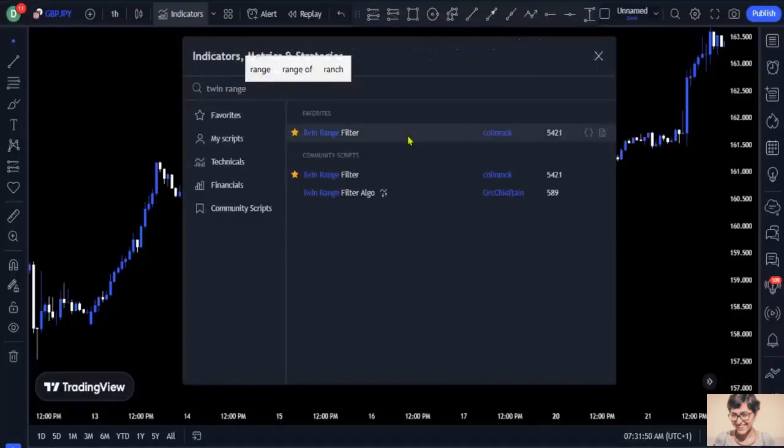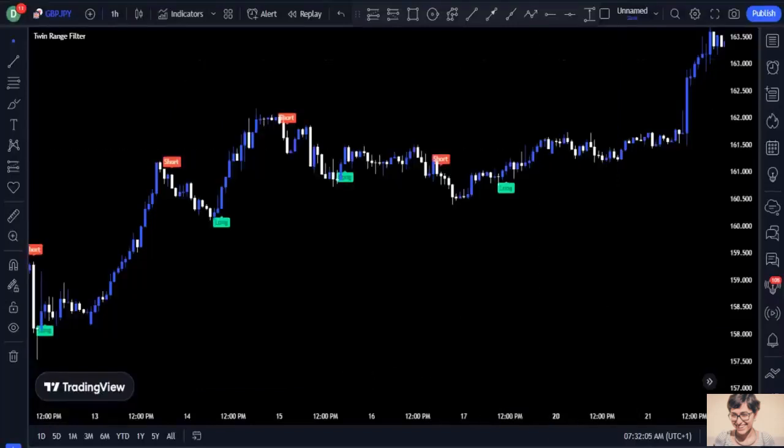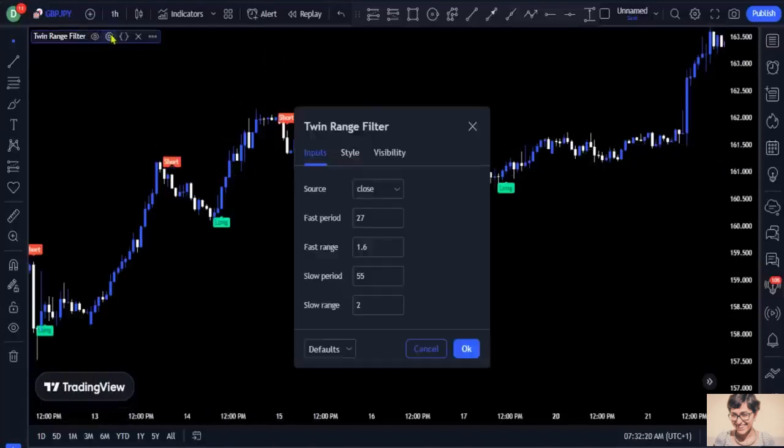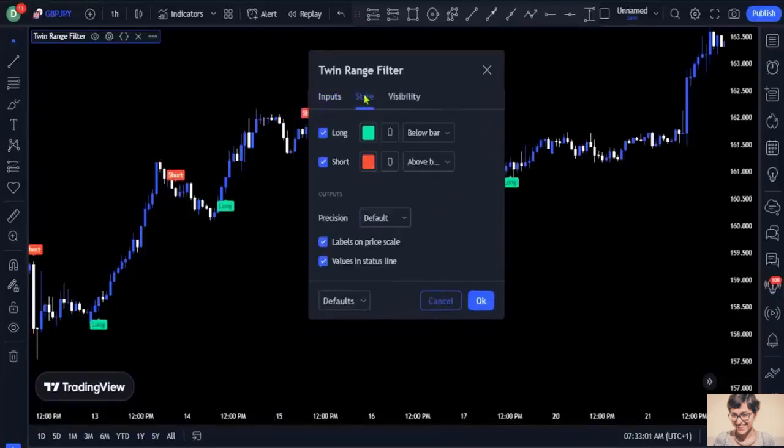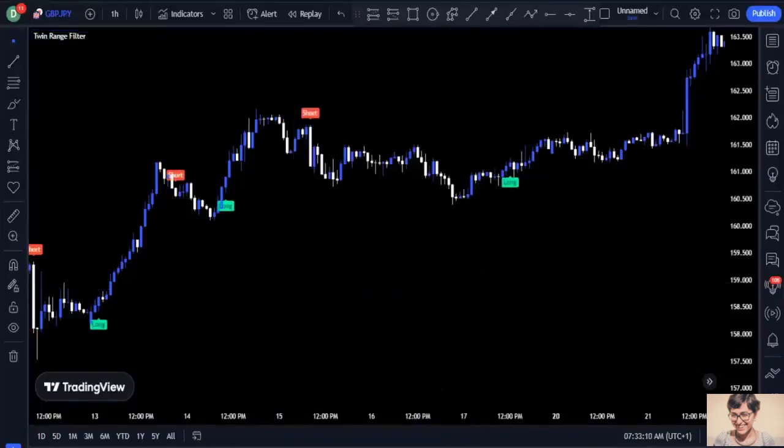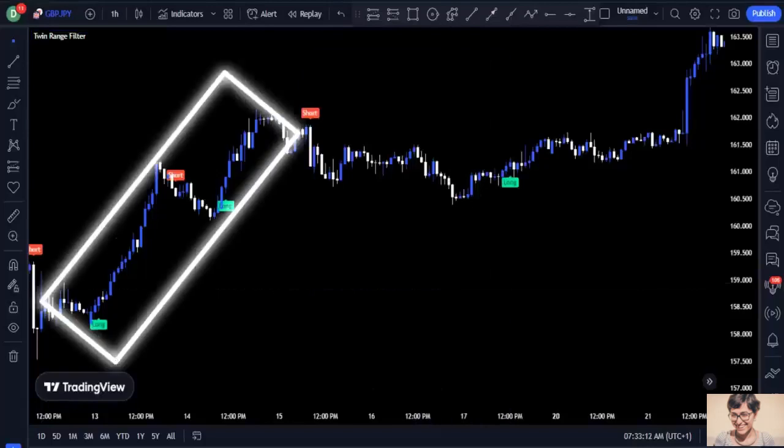Now let's look at the third indicator, which is the buy and sell indicator of this strategy. Here on the chart we are open to the price chart of the GBP JPY currency pair, so head on over to the indicators tab again and type in the twin range filter, this one by colinCK. This will be the buy and sell indicator we will use because it is accurate to an extent in predicting the future direction of the market. So then click on it to add the indicator to our chart.